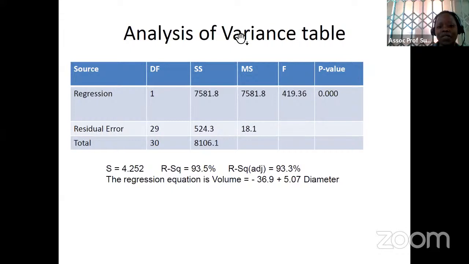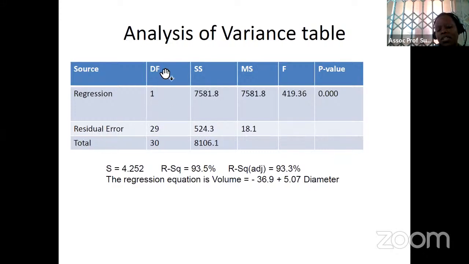So this is the analysis of variance table we are talking about. Under the analysis of variance table, we have source of variation and we have regression. Then we have the residual or error, which is the residual due to other factors not included in the model. The regression variation is the amount of variability explained by the model. And whatever remains, we call it residual. Then we have the total variation.